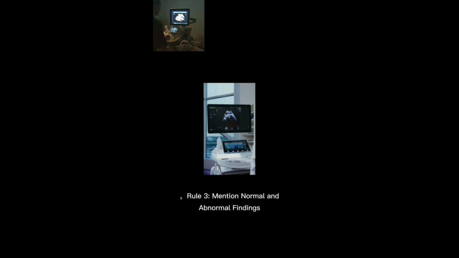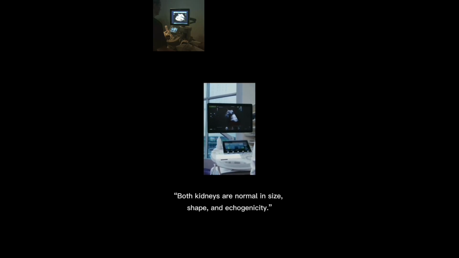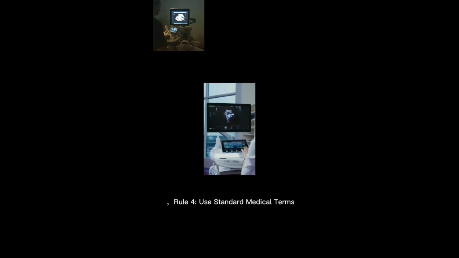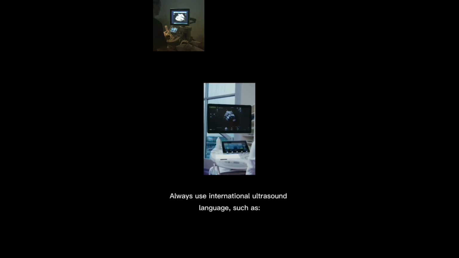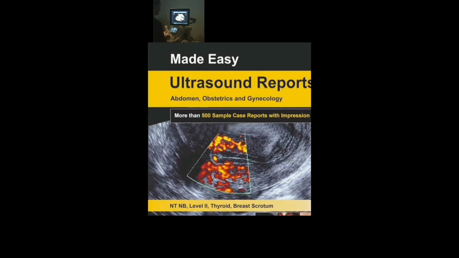Rule 3. Mention normal and abnormal findings. Even if everything looks normal, you must say it. This shows you checked all areas carefully. Example: both kidneys are normal in size, shape, and echogenicity. Rule 4. Use standard medical terms. Always use international ultrasound language, such as echogenic, hypoechoic or anechoic, homogeneous or heterogeneous, well-defined or ill-defined, no abnormality detected. Don't use local or unclear words like "looks okay" or "seems normal."